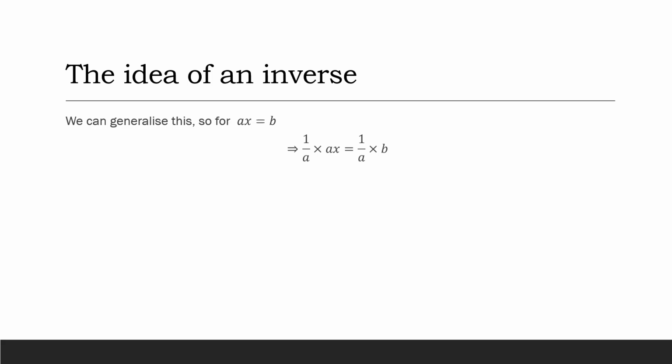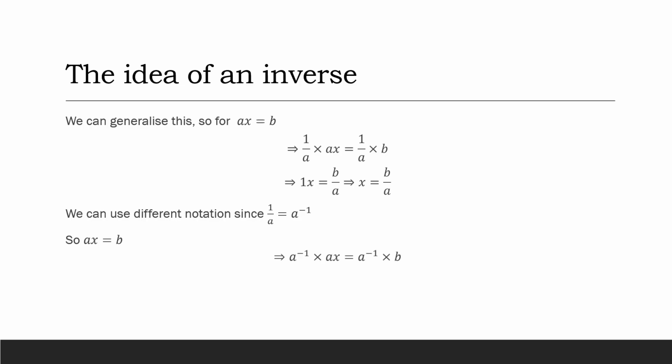So we multiply both sides by 1 over a. The a's cancel on the left-hand side. It gives us 1x, and that gives us the solution, x is b over a. Now, clearly I'm not expecting you to do this for linear equations, but I'm trying to show you that there is some reason behind what we do, and the notation will make a lot of sense. So we could use this different notation. You do know that 1 over a can be written as a to the power minus 1. Okay, so same thing.